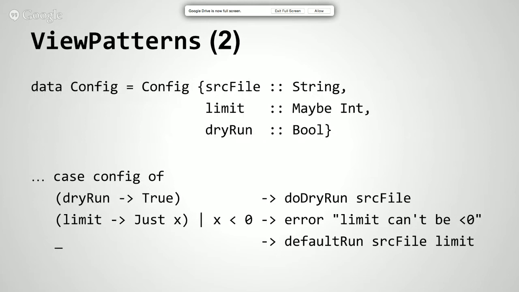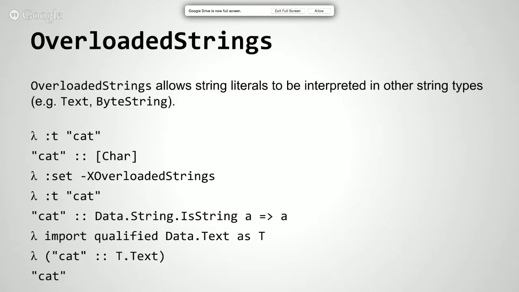Here's another more typical case where you have this config, which is a data type. You say case config of, and we say, okay, when dry run is true, you don't want to make this like nested if else blocks. You want to say, okay, let's go through the cases. If dry run is true, that's the view pattern up top, I want to do dry run. That's some function I have. If limit matches the pattern just x, and then we have a guard of x is less than 0, I want to throw an error. And in any other case, I want to do a default run. So again, it makes the language prettier. Sometimes you want to use it, sometimes you don't.